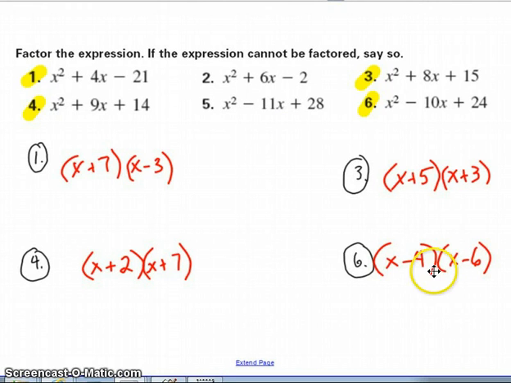Just picking an example here, picking number 6. If I multiply negative 4 times negative 6, I get positive 24. If I add negative 4 and negative 6, I do get negative 10. So those are the correct factors. This is the correct pair of binomials that matches this trinomial.